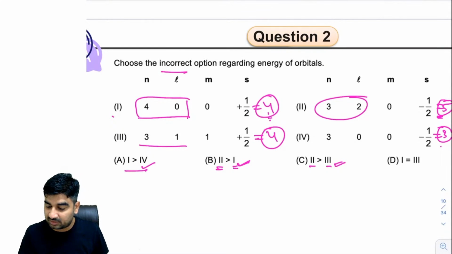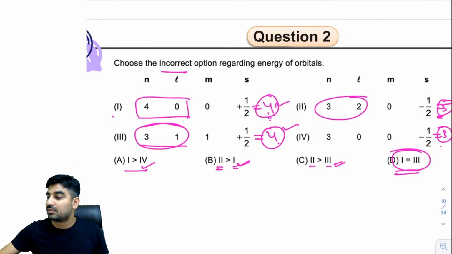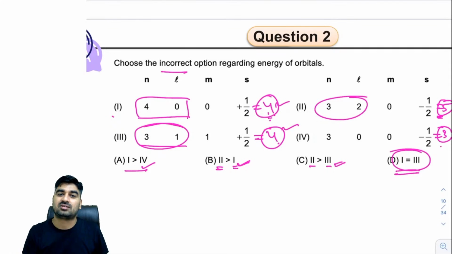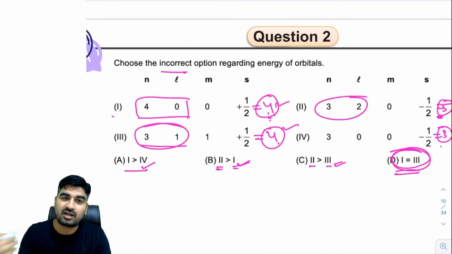And it says 1 and 3 are same. You will say, sir, 4, 4. But you know, if n plus l is same, then the orbital or the subshell having smaller value of n will have lower energy, although both have 4 values. So D will be the answer. Very good. Very good.